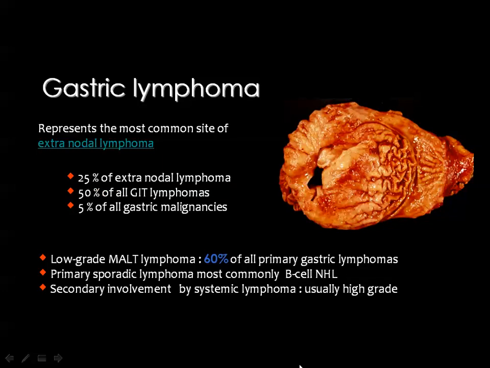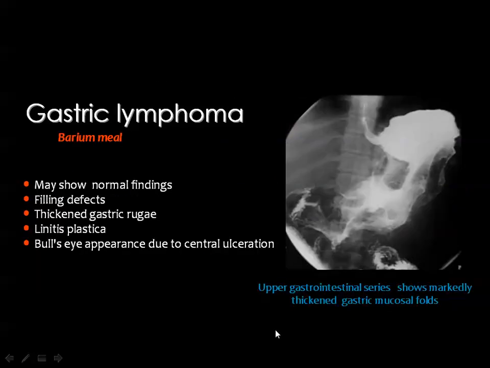Then gastric lymphoma represents the most common site of extranodal lymphoma and about 5% of all gastric malignancies. And one of the entities is MALT lymphoma, which is intimately related to Helicobacter pylori infection. On barium meal, lymphoma of the stomach may show almost no findings in the stomach, even though it may be involved by lymphoma, and you get normal findings on the barium study.